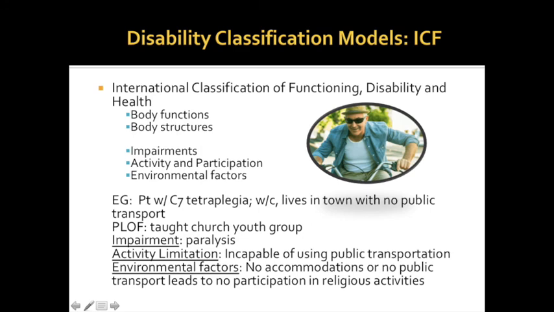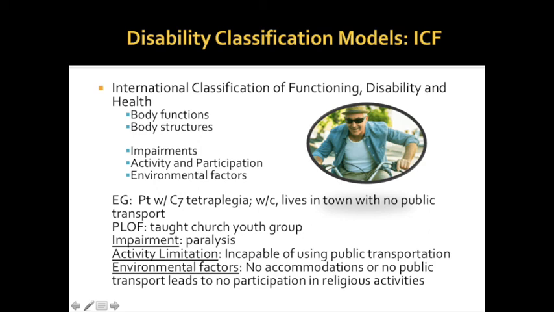Now let's look at the ICF model, the International Classification of Function, Disability, and Health. It is defined by these 5 concepts: body functions and body structures, impairments, activity and participation, and environmental factors. Body functions is exactly what you think it means. It refers to the physiofunctions of the body systems, and this would include the psyche. Examples of body functions include mental, sensory, speech, organ, and just any of the systems and how they function.